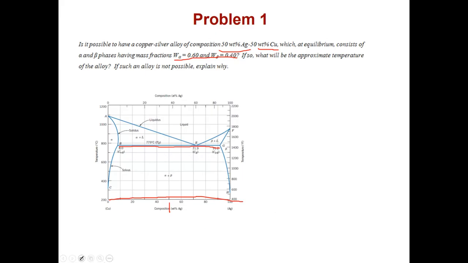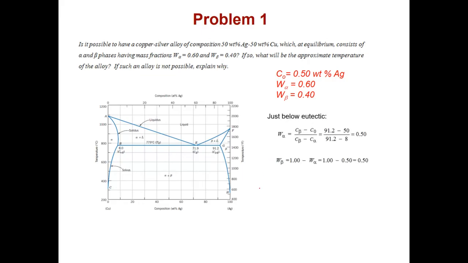So let's do it for the first extremity, which is just above or just below eutectic temperature. In order to do that, what we need to do is to write down what we have got. We have got an overall composition of 58% of silver, and we are after a composition when we have got 60% of alpha and 40% of beta.